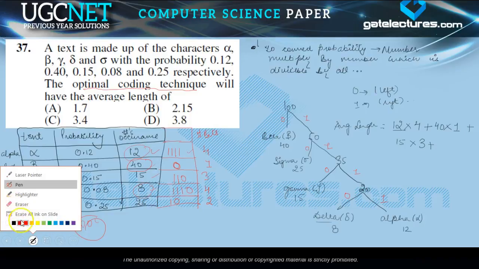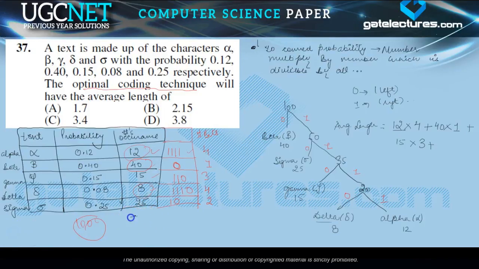So just write down one important point, that those texts which have high priority have less number of bits. And those texts which have low priority, like delta, have a large number of bits. So when we want to calculate the average length, use the probability. The probability in the question is given.